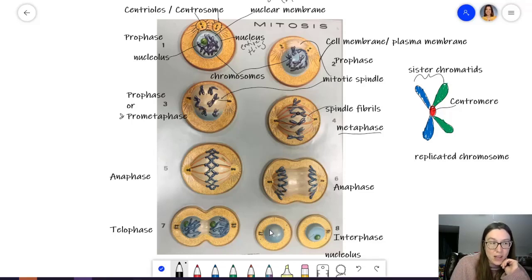And when that happens, when you can no longer see those condensed chromosomes, that's going to indicate that interphase has happened again. As you can see here in interphase, we can't see the chromosomes anymore, so there's no more condensed chromosomes in there, so it's gone back to chromatin. The nucleolus has reformed, the nuclear membrane has reformed, and each cell has just one centrosome.